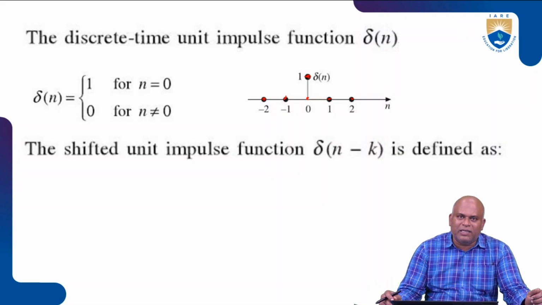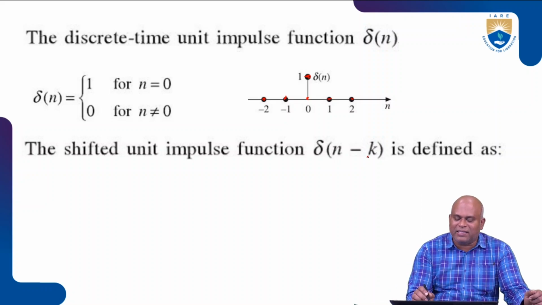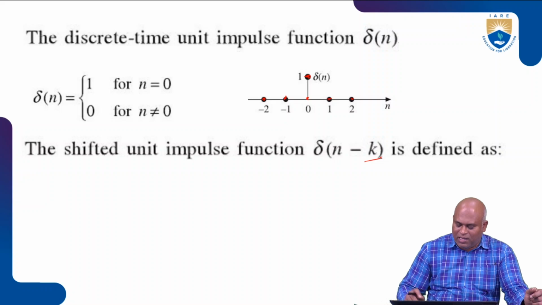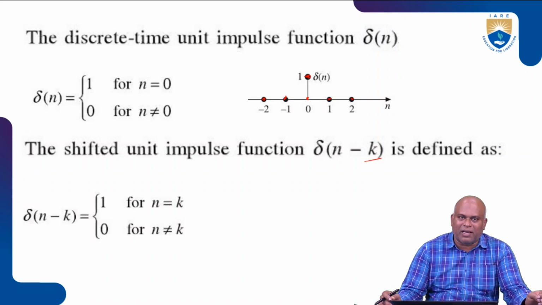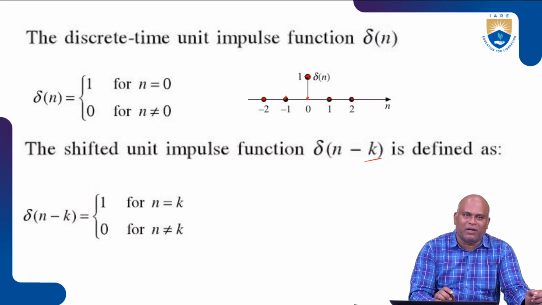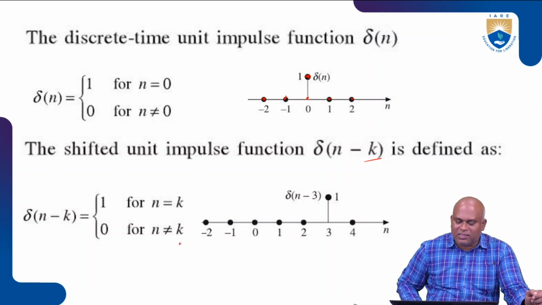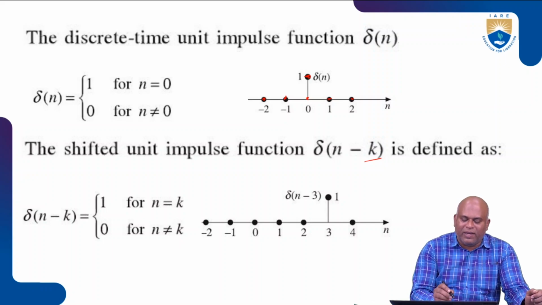Then the shifted unit impulse function we call δ[n - k], where k is represented as a positive integer. We represent it by the mathematical model: δ[n - k] is equal to 1 for n equal to k, and 0 for n not equal to k. This is how we represent it when n is a positive integer.